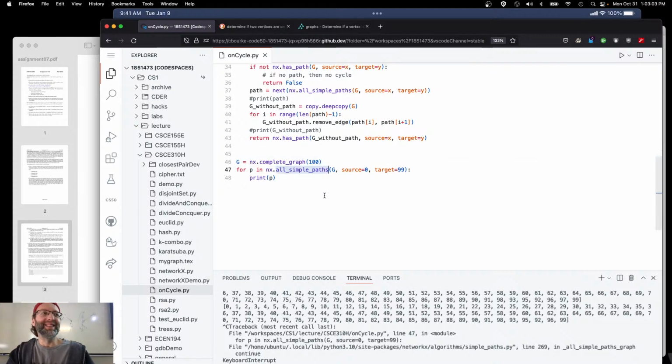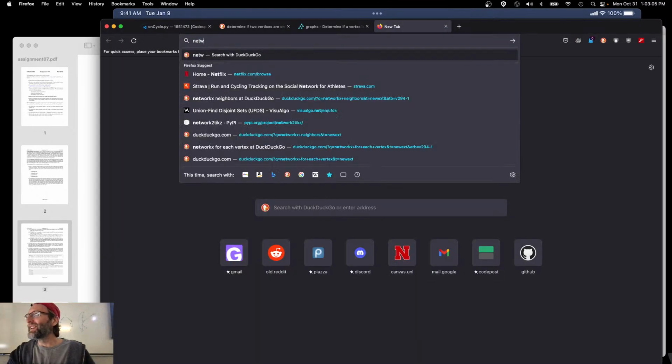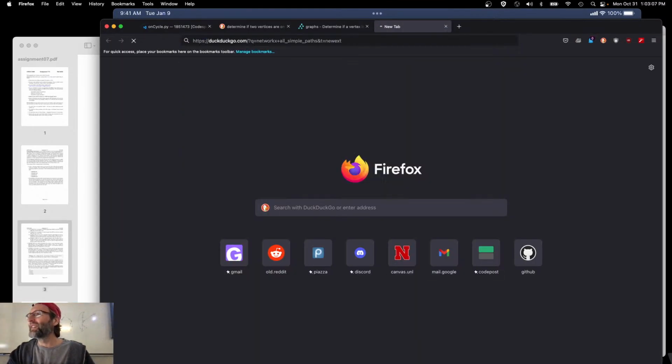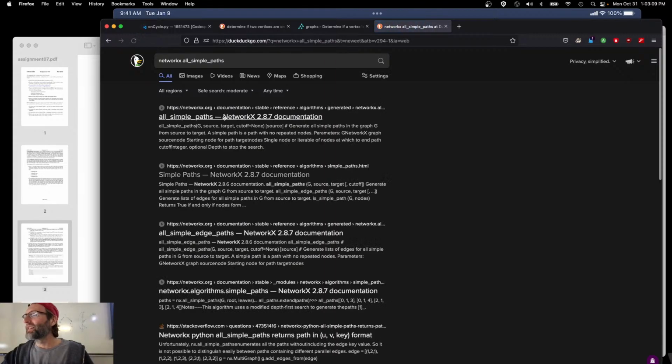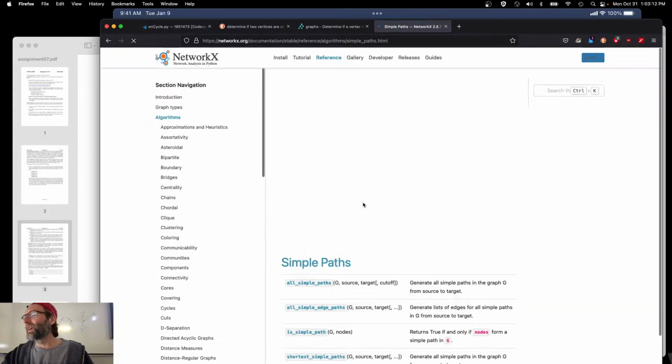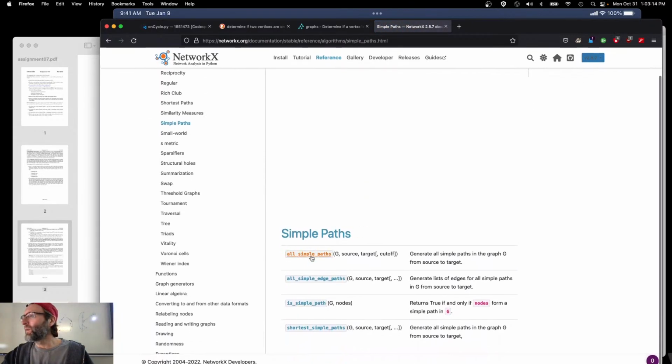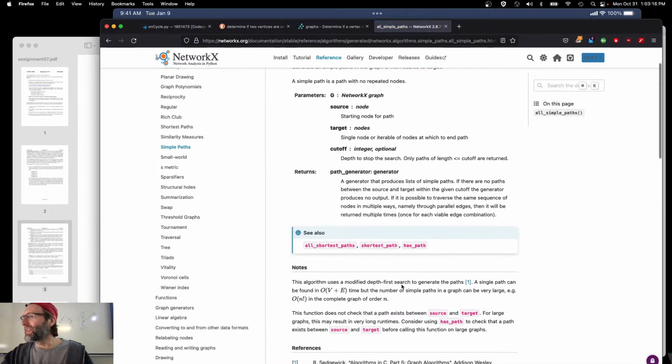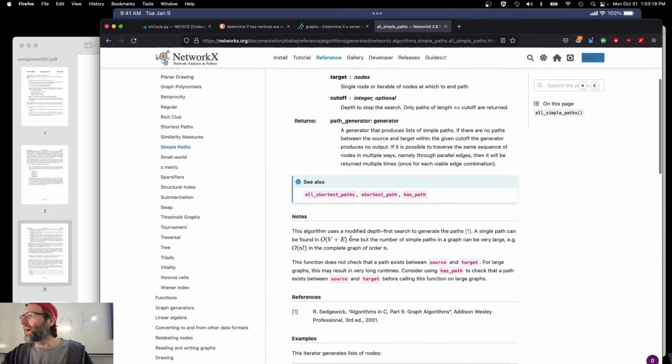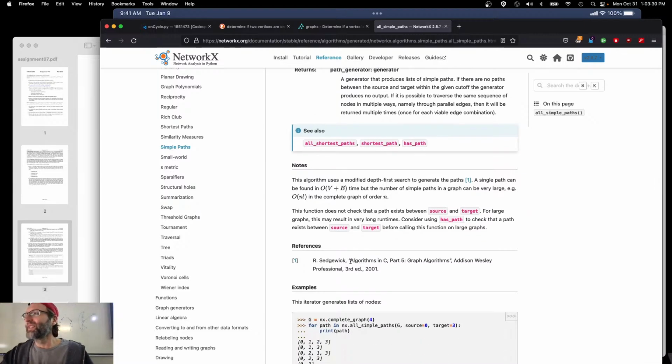But it's not in the way that you want. NetworkX, all simple paths. Again, it was very interesting documentation. I don't know why they even did this. It finds one in order V plus E time because it uses DFS. But the number of simple paths in the graph can be very large, for example n factorial. So you don't actually want to use this to generate all the paths.